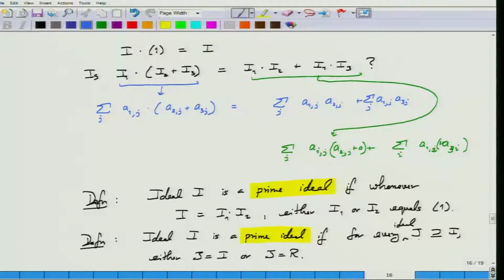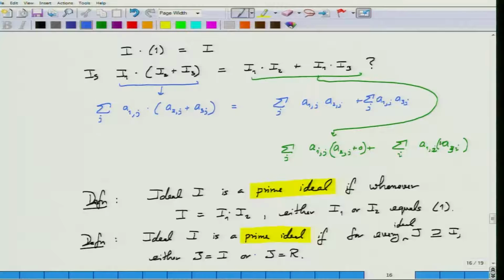Because if there is an ideal which contains this, so let's look at number 7. Look at all multiples of number 7. That's a principal ideal. If there is any ideal that contains all multiples of 7, what could that be? It has to be the principal ideal 7 or the principal ideal 1. It cannot be anything else because 7 is a prime. So that is this definition, the second one.